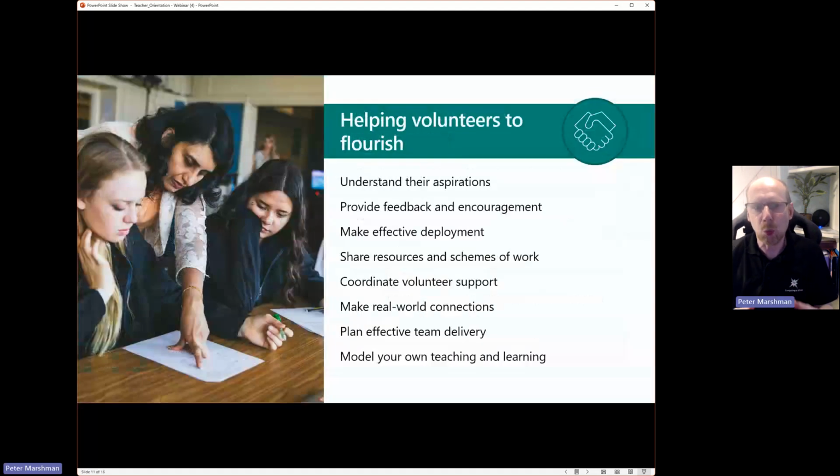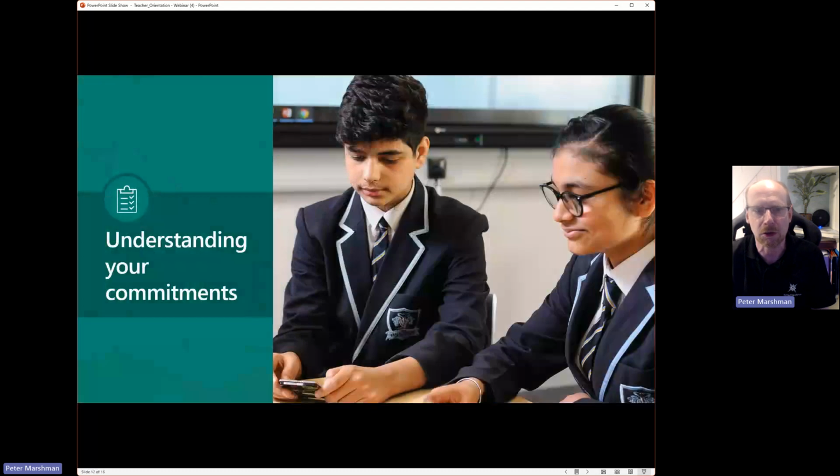So how can we really work with volunteers to help them flourish? Well, if you've got a department that can really understand other people's aspirations, if you have a department that can make effective deployment of support in your classroom, if you have a department that's really passionate about real world connections, and if you have a department that would love to model your own teaching and learning with volunteers to enhance that teaching and dynamic experience, then TEALS is definitely for you, because it is about that volunteer coming into your wider team to flourish alongside your students and for them to benefit from those interactions.